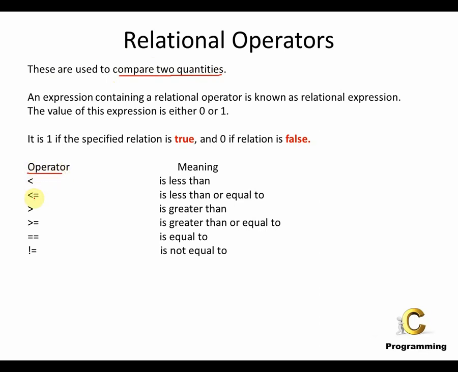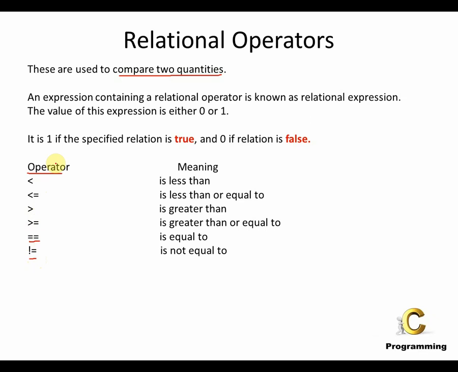I have listed all of them over here. You can see the first one is less than, the second one is less than or equal to, the next is greater than, the next one is greater than or equal to, the next is equal to, and the last one is not equal to. The not equal to is represented with an exclamation sign and an equal to sign. So this becomes not equal to. And equal to has two equal to signs. You have to note that it has two equal to signs.